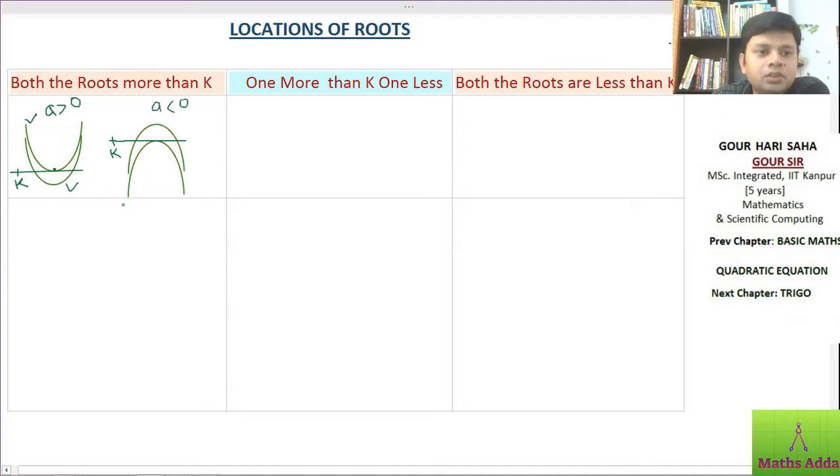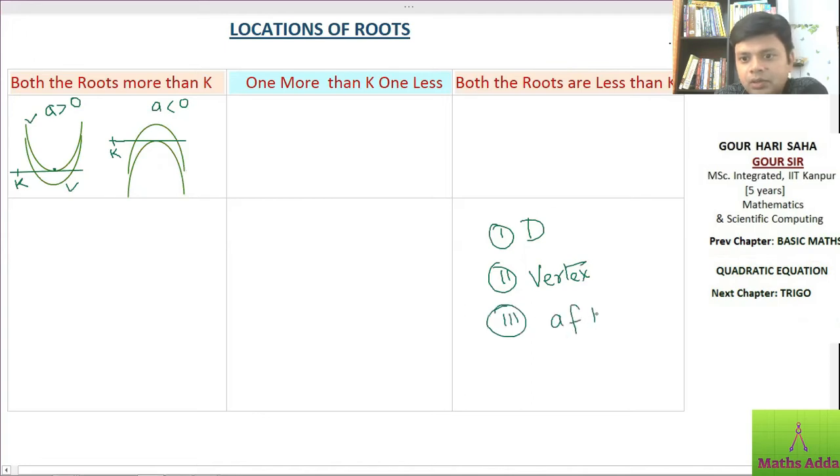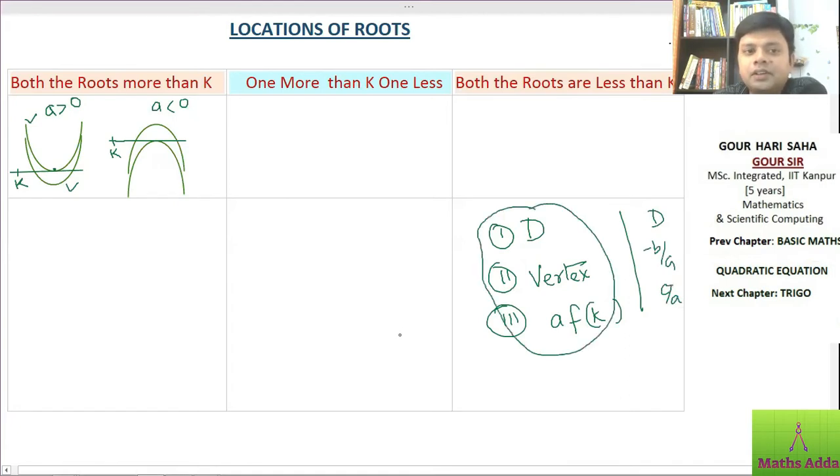Before I move ahead, I will write the 3 determining factors for these conditions: both the roots more than k, less than k, one more and one less. First is D. Second is the vertex, that is, the position of the vertex. And third is A into f(k). You remember, when the roots are positive or negative, what were the conditions? D, then minus b by a, and c by a, right? Here these 3 are the determining factors.